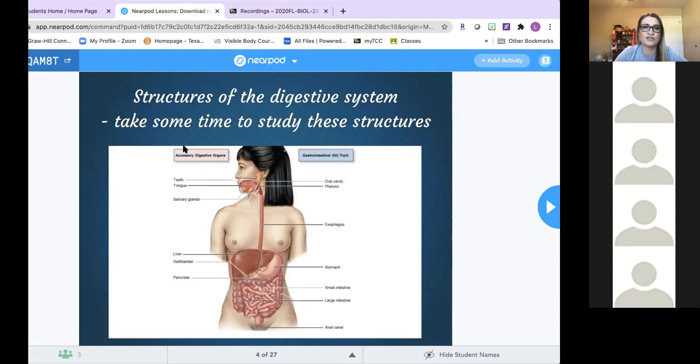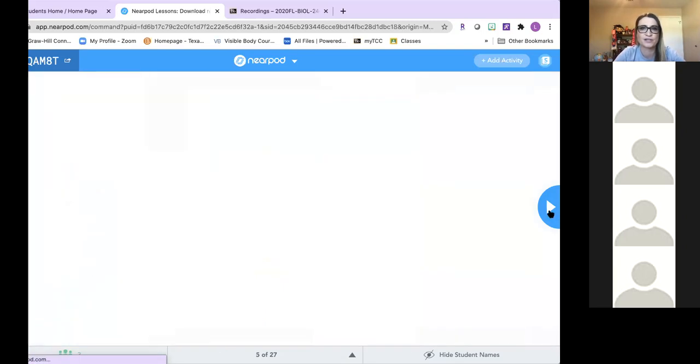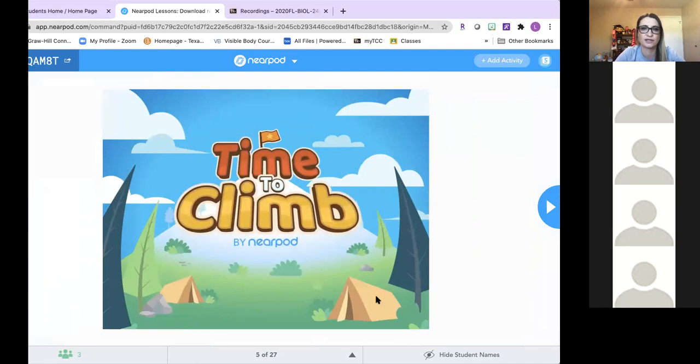Accessory digestive organs you can see on the left side here. So we'll be looking at teeth and tongue, which are in the oral cavity, and they help manipulate and mechanically digest the food. Salivary glands are going to aid with the secretion part of the digestive system. Then liver, gallbladder, and pancreas are also important parts of the accessory structures here.